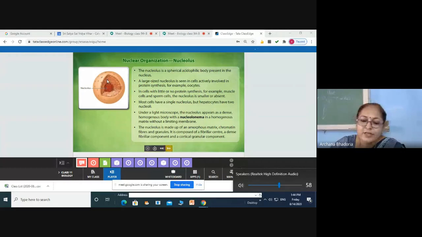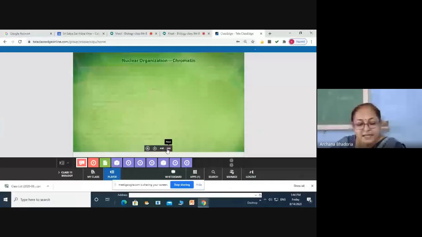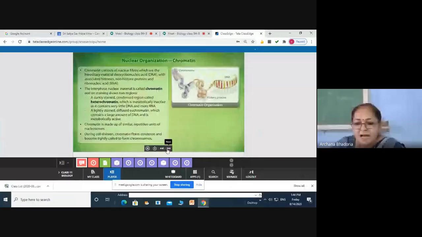Okay. So try to revise the structure. In this nucleus, you find the fluid is filled, which is known as nucleoplasm. And in nucleoplasm, we find the threads are there. And these threads form a network, which you call the chromatin network. These threads are made up of the chemical substance known as DNA.